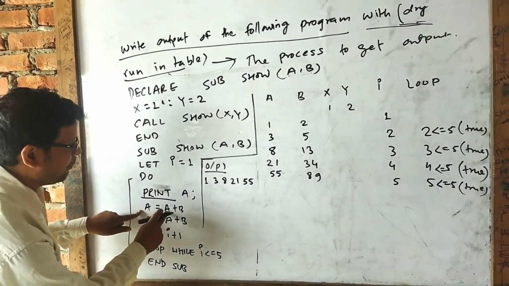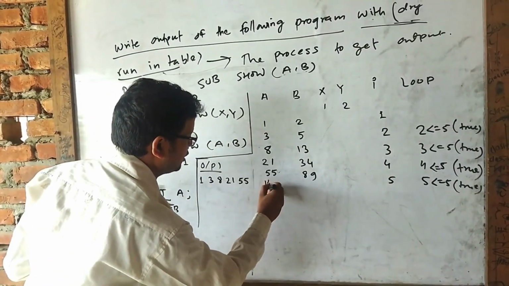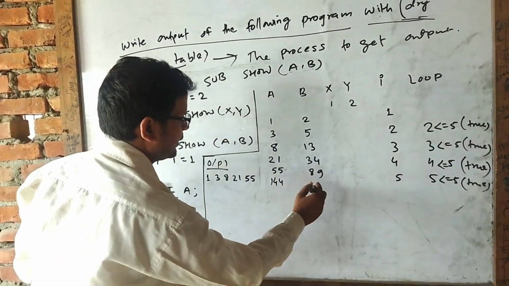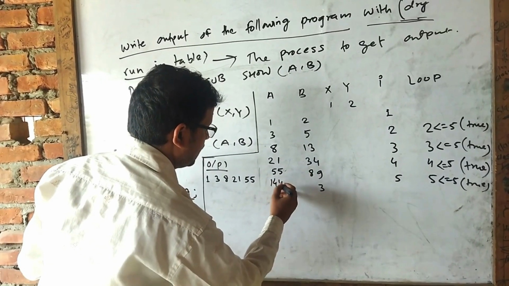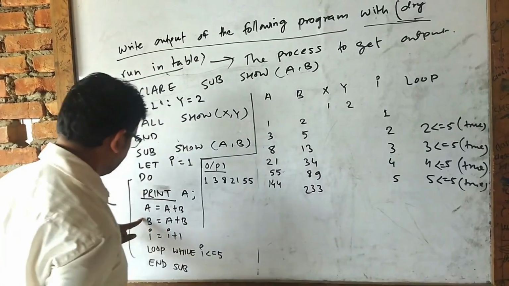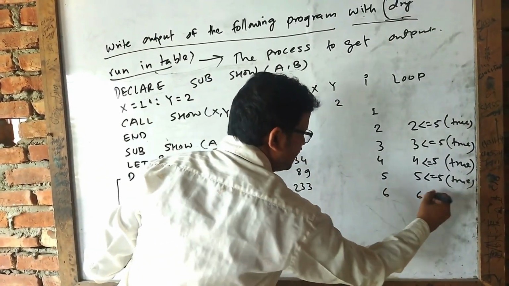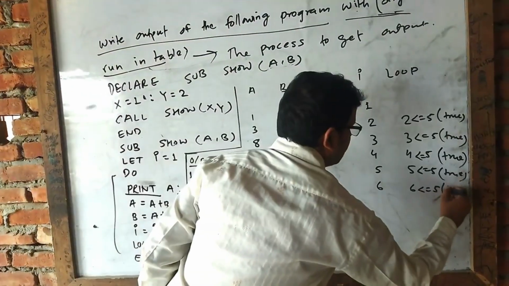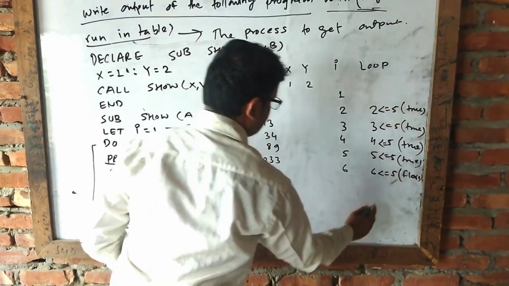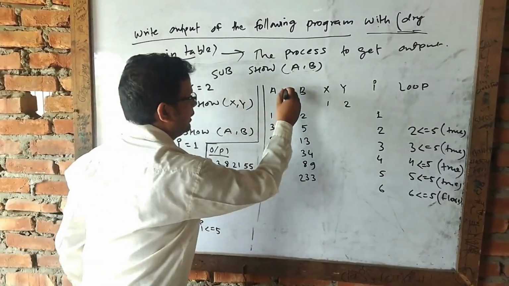Now again the value of A is A plus B, which means 55 and 89, that is 144. And B is 144 plus 89, that is 233. And I plus 1 is 6. 6 is less than or equal to 5. This condition is false. So the loop will not run. So now you get this table and the output is here and the table is like this.